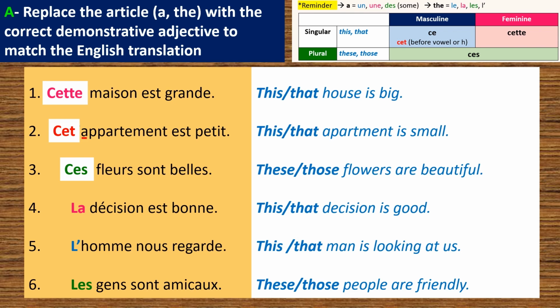Numéro 4, la décision est bonne. This or that decision is good. Cette décision est bonne. Numéro 5, l'homme nous regarde. Be careful. Homme starts with an H. Cet homme nous regarde. And finally, numéro 6, les gens sont amicaux. We want these or those people are friendly. Ces gens sont amicaux.